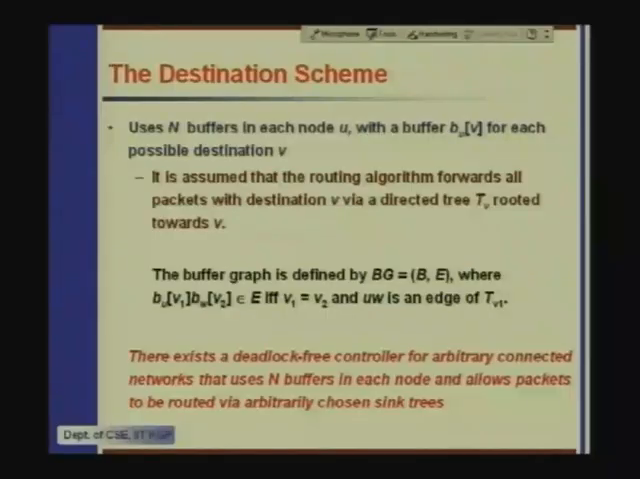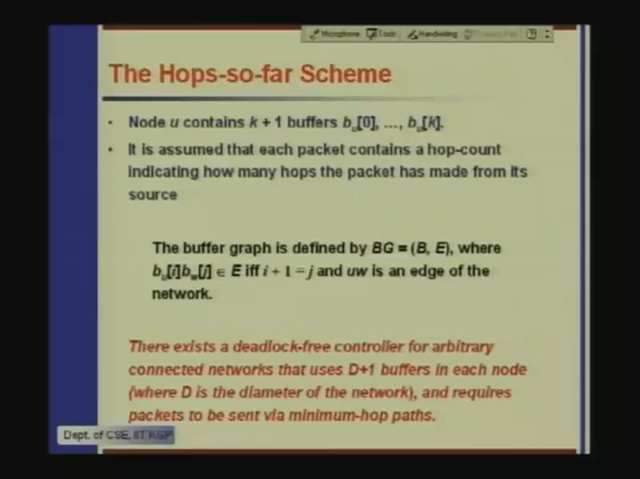Now today we are going to look at another scheme which is also buffer graph based. This scheme is called the hops so far scheme. So, the node u contains k plus 1 buffers. What is k? k is the longest length of a routing path in the network.